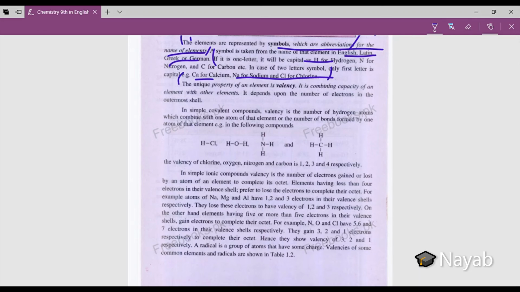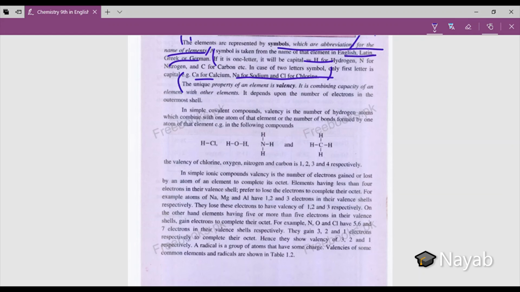Okay, so the unique property of an element is valency. This is a very, very important topic. Valency is basically the unique property of an element. Another definition is that it is the combining capacity of an element with another element. So the valency of hydrogen is 1. So it means hydrogen has the capacity to make one bond with another element. Okay, so we can say that valency is the bonding capacity, the combining capacity of any element.